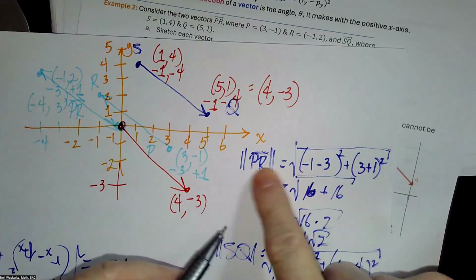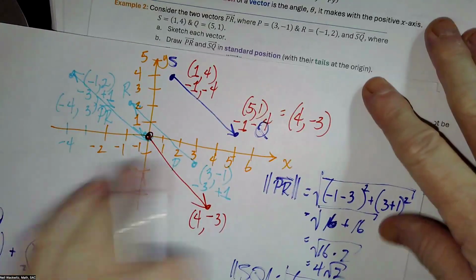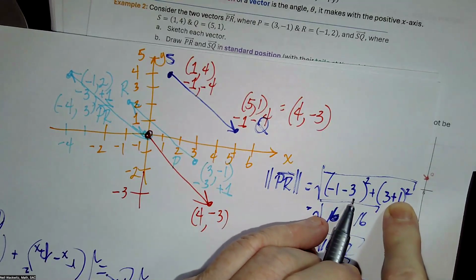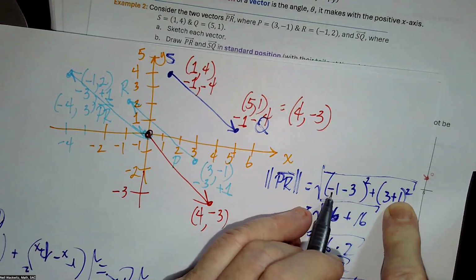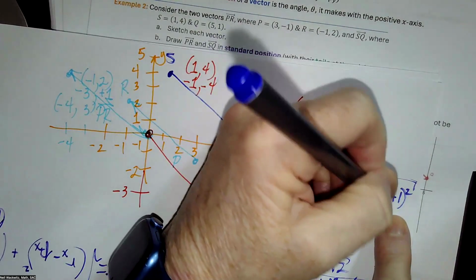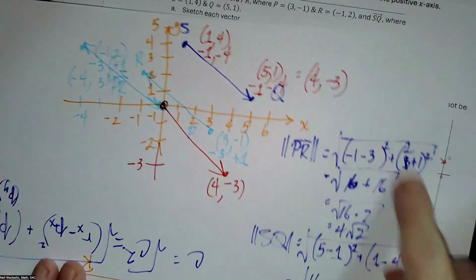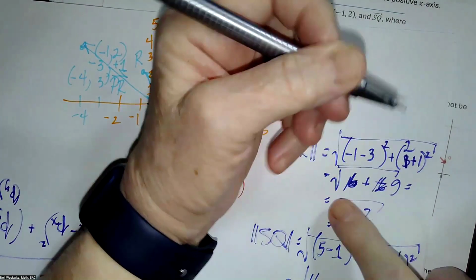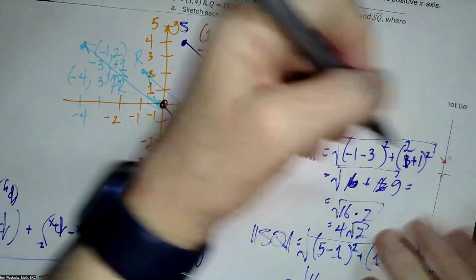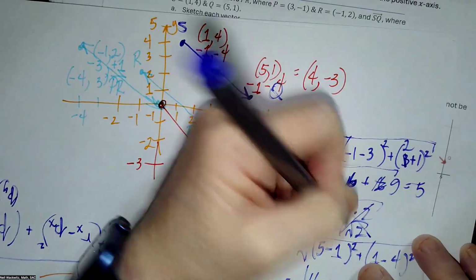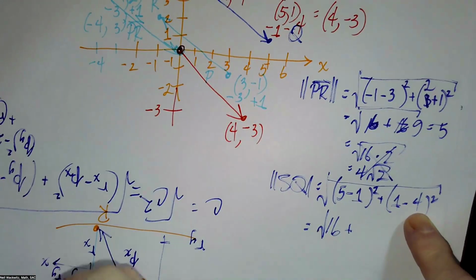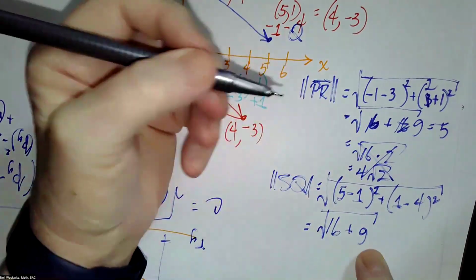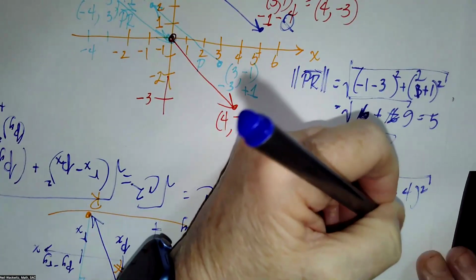So let's see. P was 3, negative 1. And R was negative 1, 2. Okay, there we go. So 2 plus 1 is 3. 3 squared is 9. 16 plus 9 is 25. Square root of 25 is 5. Okay, groovy. 1 minus 4 is negative 3. Negative 3 squared is 9. 16 plus 9 is 25. Square root of 25 is 5.